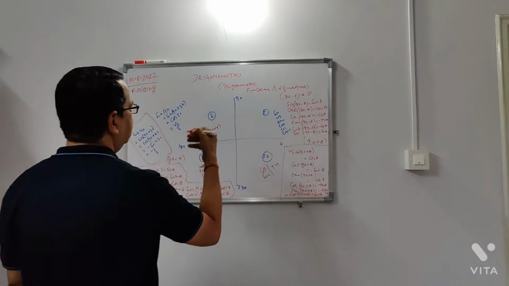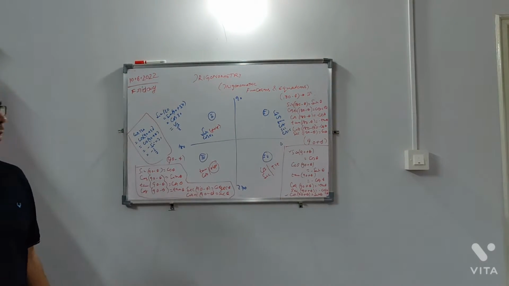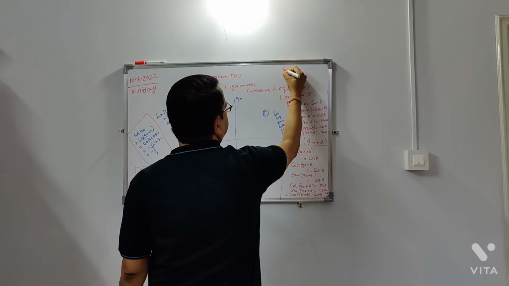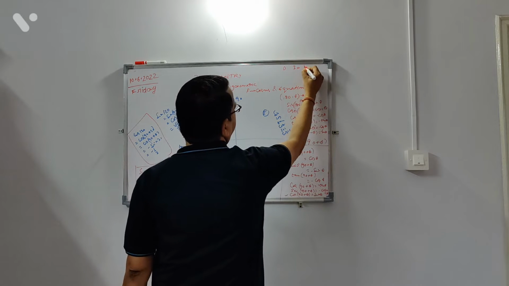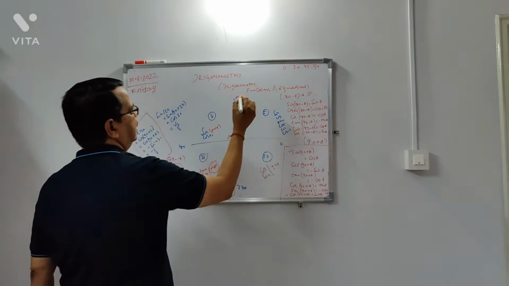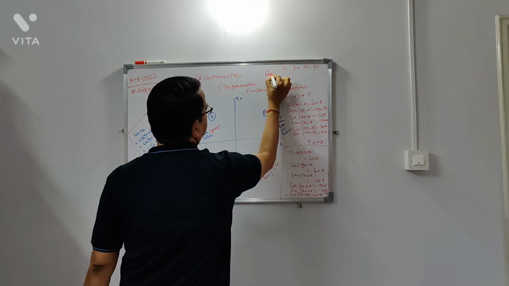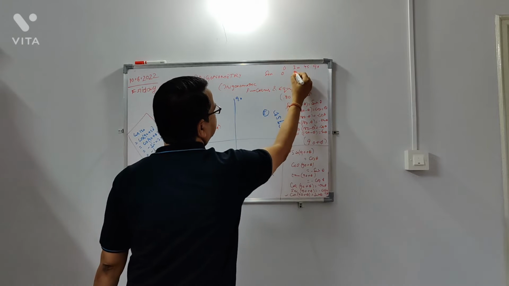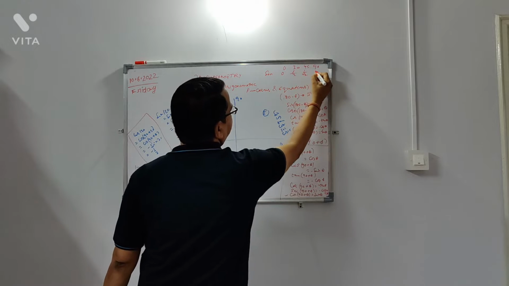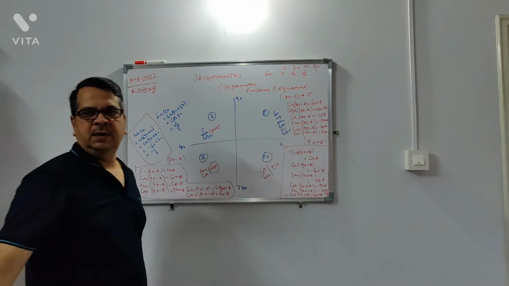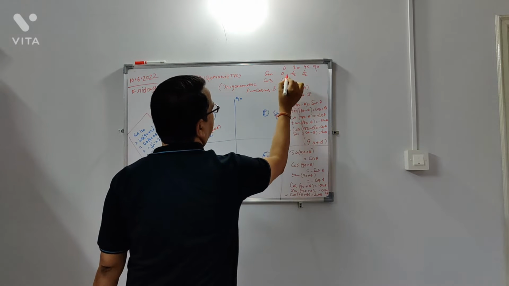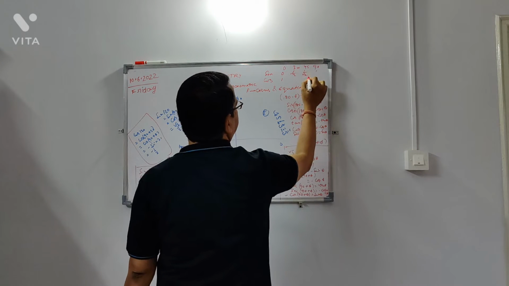See, up to 90 you can remember. Like say, I know my 0, 30, 45, 90. So up to this we need to remember. Let us say sin 0 is equal to 0, sin 30 is equal to half, sin 45 is equal to 1 by root 2, sin 90 is equal to 1. Okay, so then cos 0 is equal to 1, cos 30 is equal to root 3 by 2.